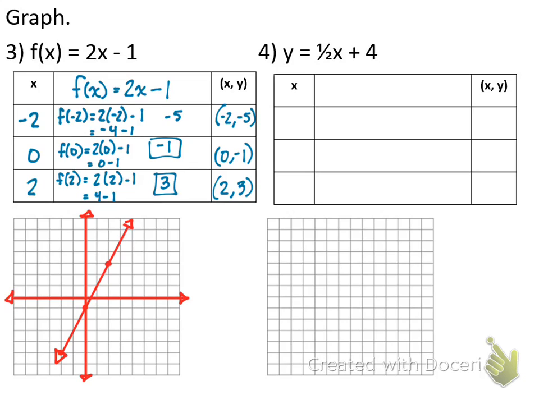Number 4. Okay, number 4. First step, we got 1/2 x plus 4. We're putting this into the top center here, so we're going to put y is equal to 1/2 x plus 4. Let's do this on a separate sheet of paper, or in your notes, I mean. Okay. What are our ingredients like normal? What are the inputs? -2, 0, and 2.